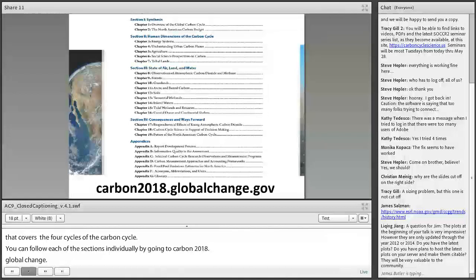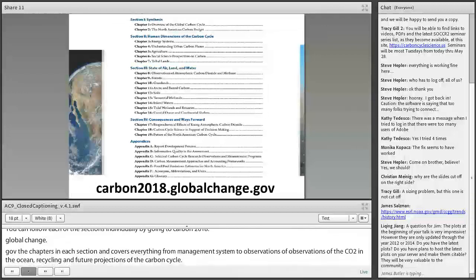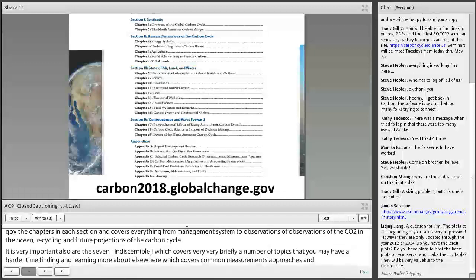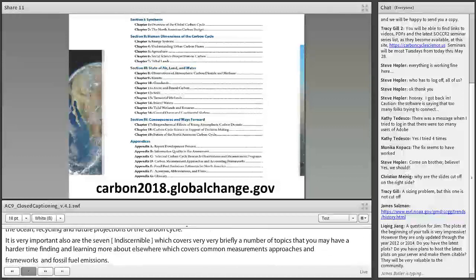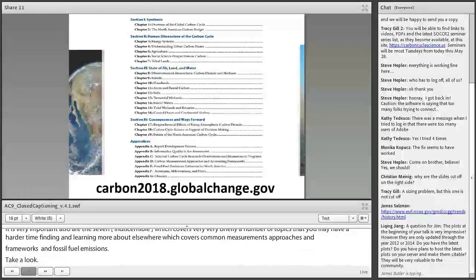Very important also are the 7 appendices at the end of the assessment, which cover very briefly a number of topics that you may have a harder time learning more about elsewhere, such as Appendix E, which covers carbon measurement approaches and accounting frameworks very succinctly, and also the Appendix on fossil fuel emissions estimates for North America and how we've done that in this report. So take a look. We also cover the information quality process that we used in this assessment in the appendix.